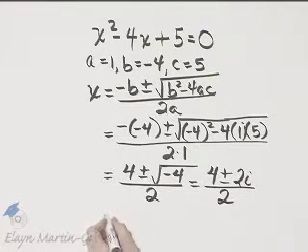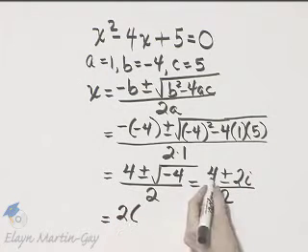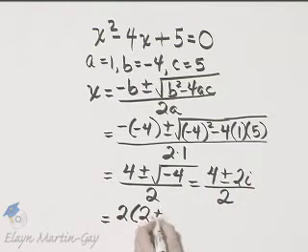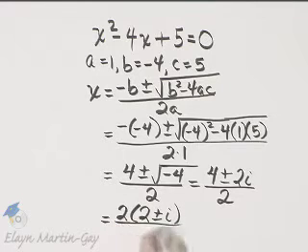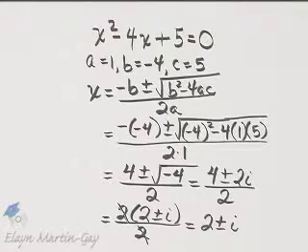And that can be simplified, remember, because there's a common factor of 2 here. I'm left with 2 plus or minus i all over 2. These 2's will cancel, and I have simply 2 plus or minus i. I have two complex number solutions, 2 plus i and 2 minus i.